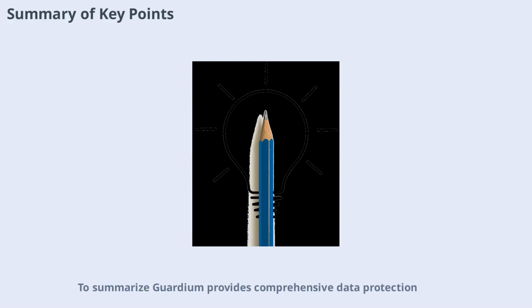Summarize: Guardium provides comprehensive data protection through active and passive monitoring, flexible deployment options, and centralized management. Its architecture supports a wide range of data sources, integrates with external systems, and offers robust aggregation and load balancing capabilities. By understanding these core elements, organizations can build a resilient data security framework that adapts to evolving threats and operational needs.